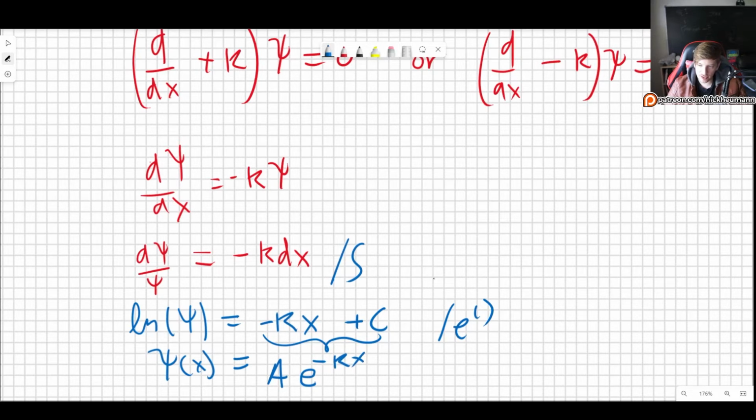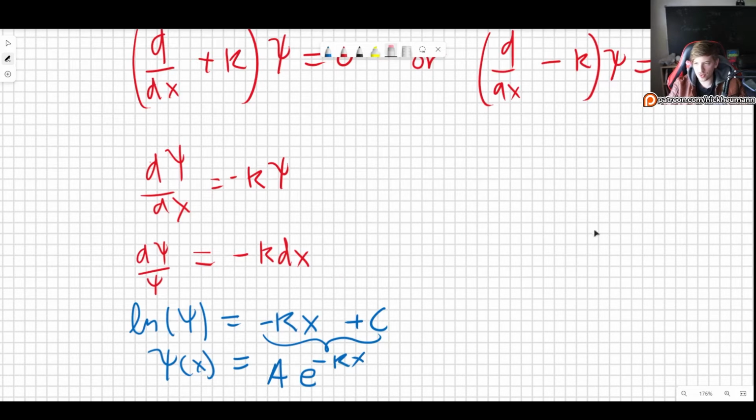Why did we put them together? Because we have e to the minus kx plus c, which is the same as e to the minus kx times e to the c, but this is a constant, so we just called that constant a. Okay, so this is the solution for this one case.